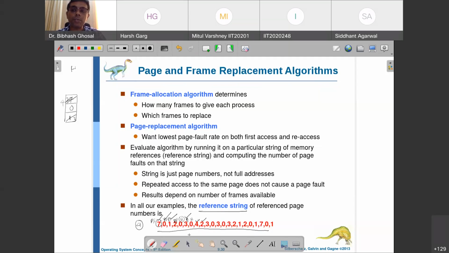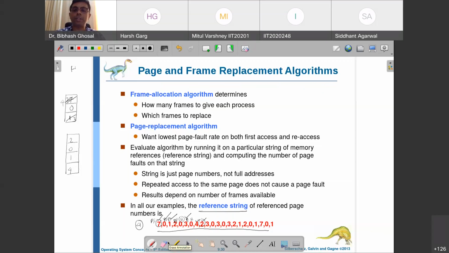The other thing that I could have done is, if I had 4 frames instead of 3, then even if 2 was there, I could have placed 4 in this free space. Because I do not have enough free frames, that is the problem. And if I had 4 frames instead of 3, this page fault would have been avoided.